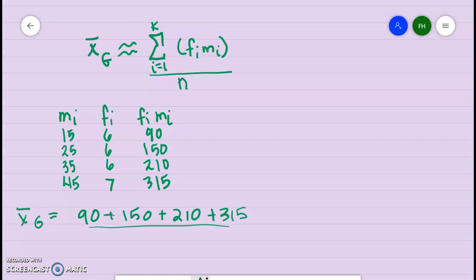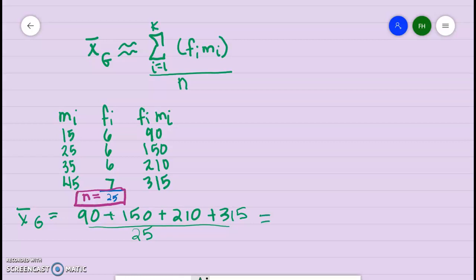The sum of this column divided by n. Now n is going to be the total number of values you have. So if you wanted to know that, you would add your frequencies up. So we have 25 values, so we're going to divide by 25. Maybe right here, write n equals 25, so you'll know when you're plugging in.